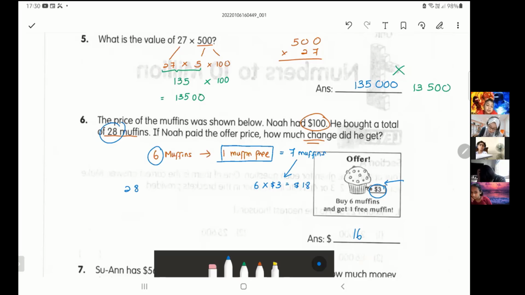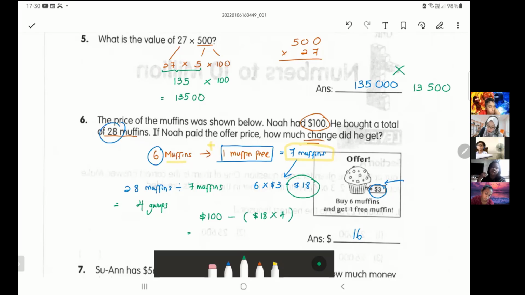So 28 muffins divided by the group. How many groups of muffins do I want to find? I want to find a group of 7 muffins because 6 plus 1, I get 7 muffins. Okay, divide by 7 muffins. This is to find how many groups of muffins I can get. I get 4 groups of muffins. Why 4 groups? 4 groups of what? 4 groups of 18. Okay, so I take my $100 minus $18 times the 4 groups equals $28.